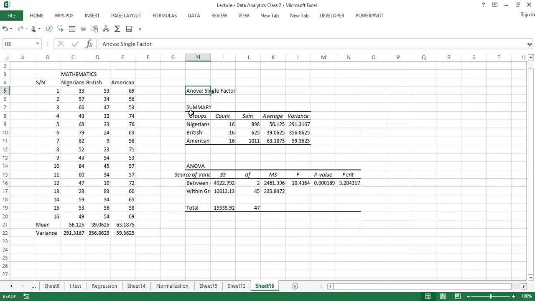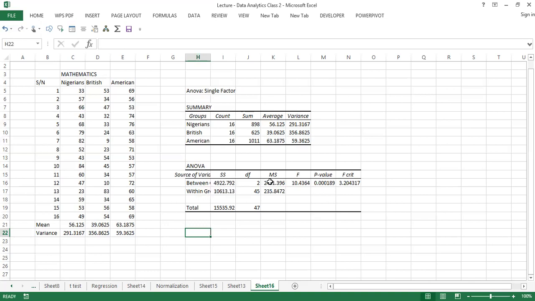So ANOVA single factor is what we are looking at. The summary statistics. We have group, count, sum, average, variance, Nigerian, British, Americans, count 16, 16, 16, sum, averages, variances. Then you have the ANOVA output here. Source of variation between groups.